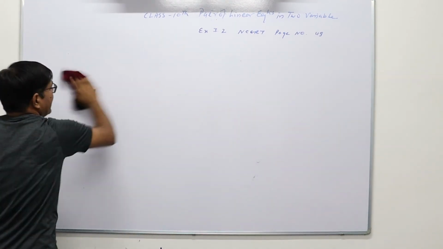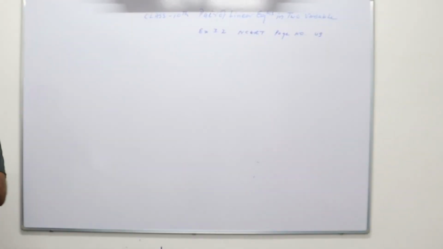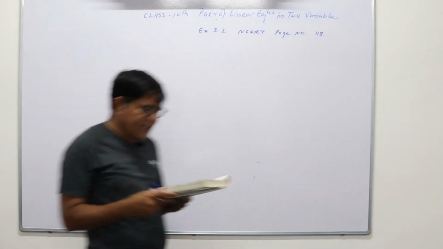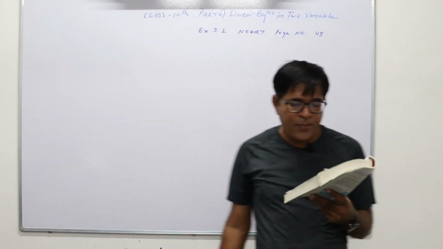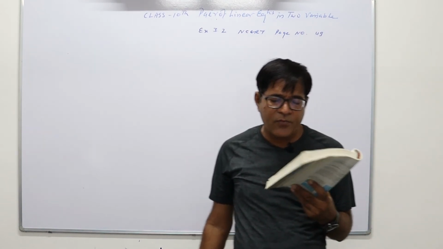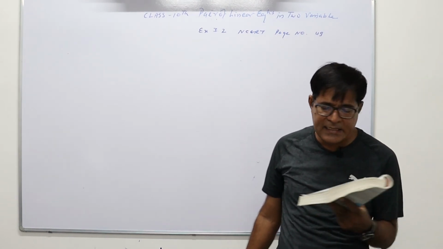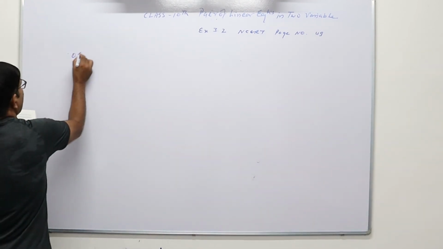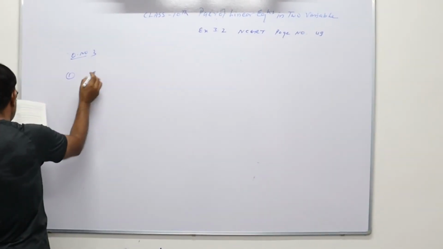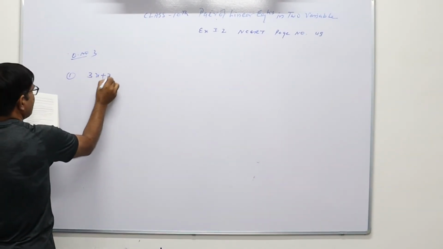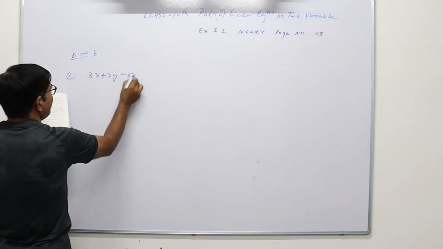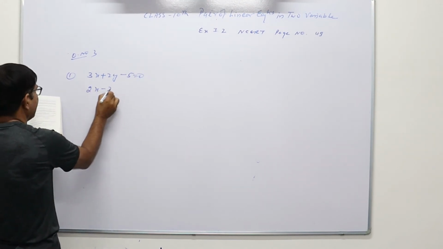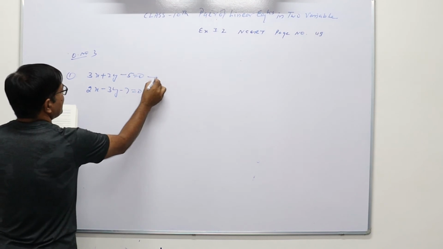Now the question number 3. Question number 3: on comparing the ratios a1 upon a2, b1 upon b2 and c1 upon c2, find out whether the following pair of equations are consistent or inconsistent. So question number 3, first part, the system is 3x plus 2y minus 5 is equal to 0. Directly we have to write in standard form. Second, 2x minus 3y minus 7 is equal to 0.